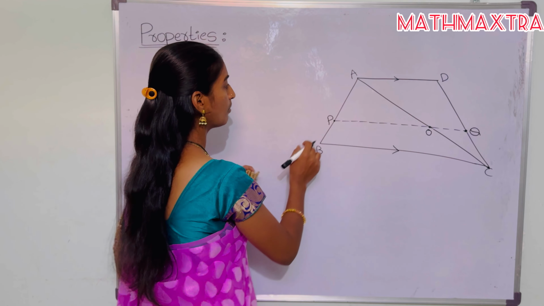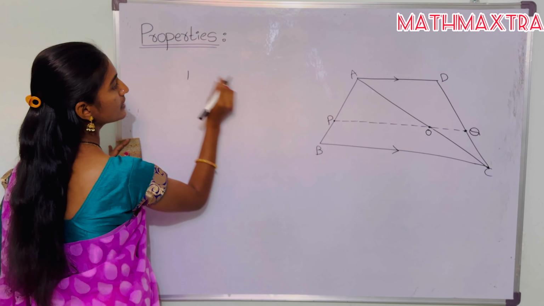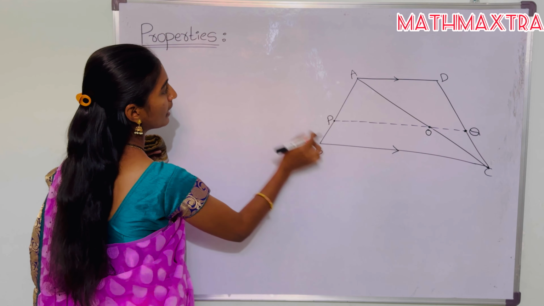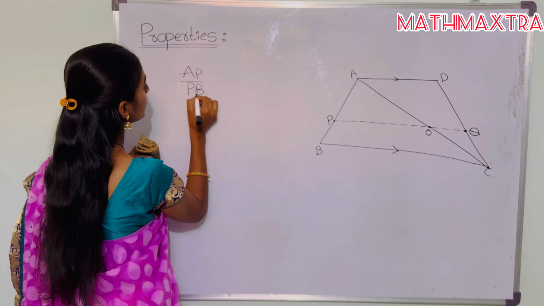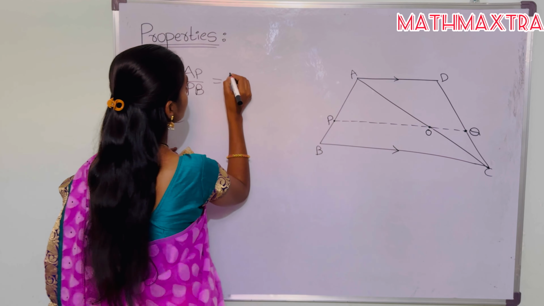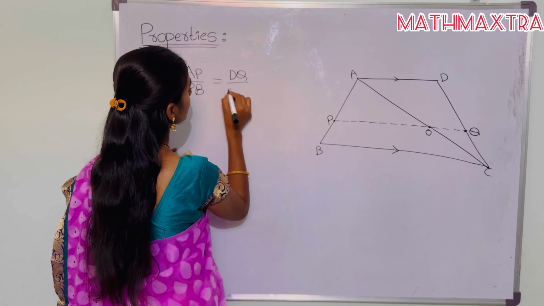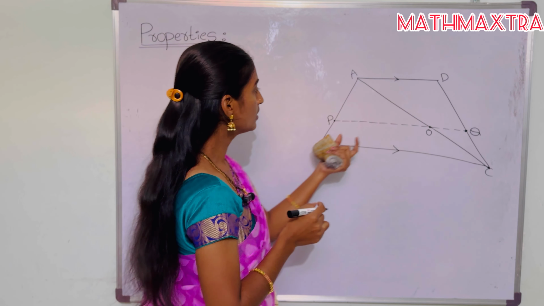Which is nothing but AP by PB, which is always equal to DQ by QC. So how can we prove this? We have to prove it by this.